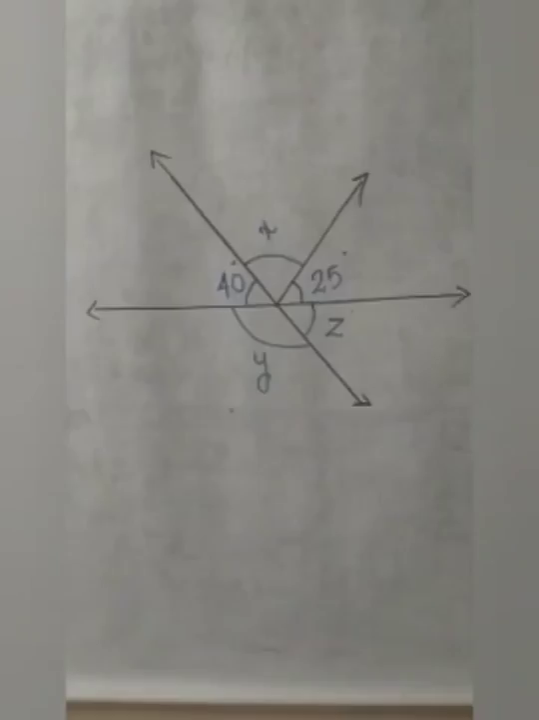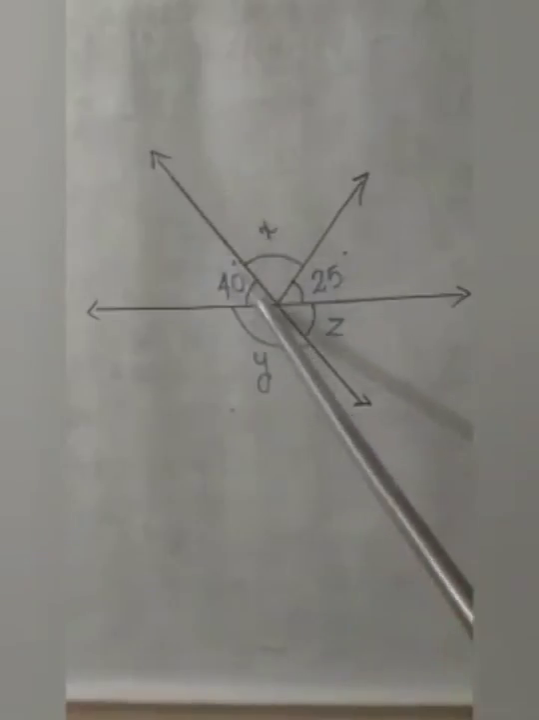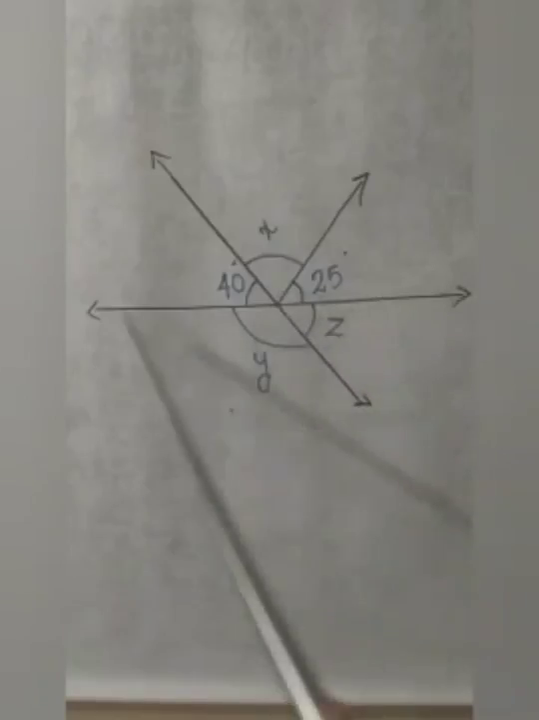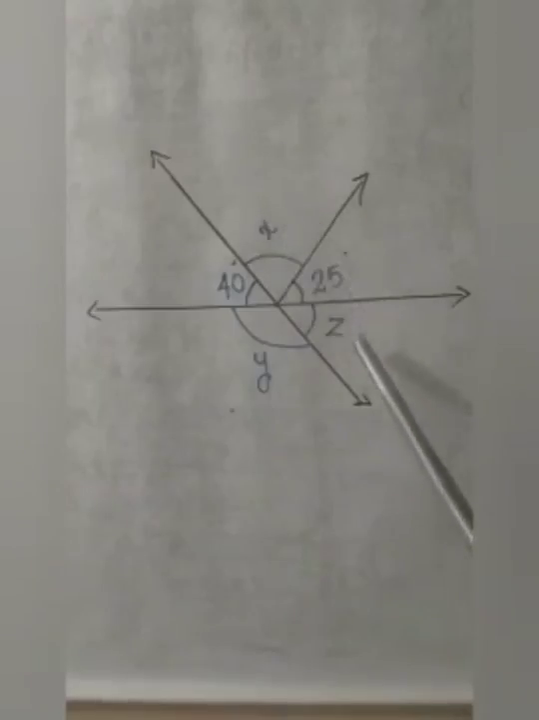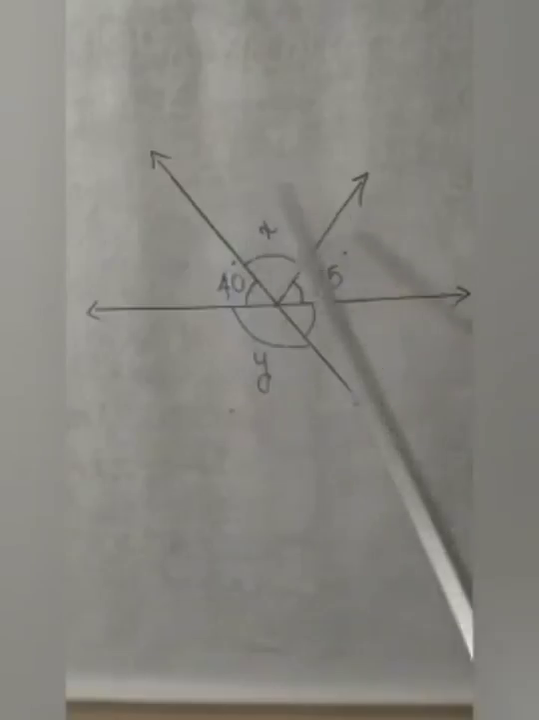Look at this figure. Here how many angles are given? Here 140 degrees is given. This is one angle X. This is one angle 25. Here one angle Z. And this one large angle Y. Here the question is we need to find the value of X, Y and Z. That means the value of this angle and this angle, these two values are given. What are they? 40 and 25.